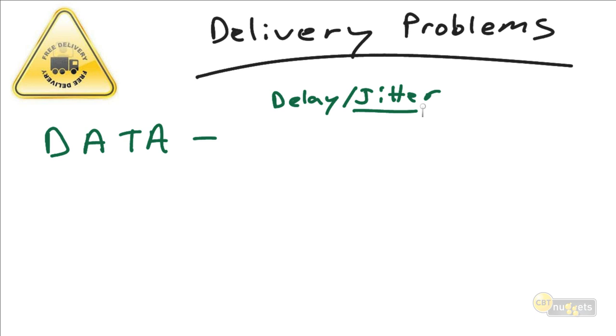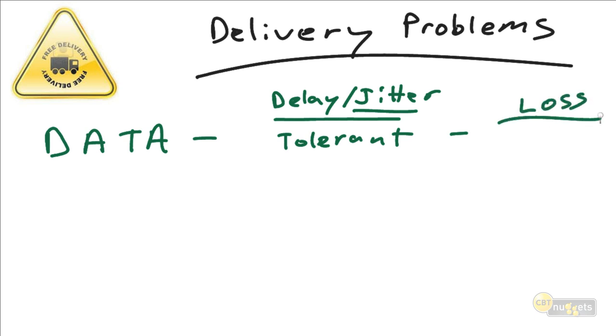Now here's the thing. Data, when it comes to delay and even variations in delay, it's pretty tolerant. It could really care less. I mean, think again about a web browser. Even if there's huge variations in delay, the web browser does a pretty good job of saying, no big deal, I don't care. And what about packet loss? Well, data is pretty forgiving there. You can have up to 2% of your packets lost, and when you're surfing the web, you wouldn't really even know it.